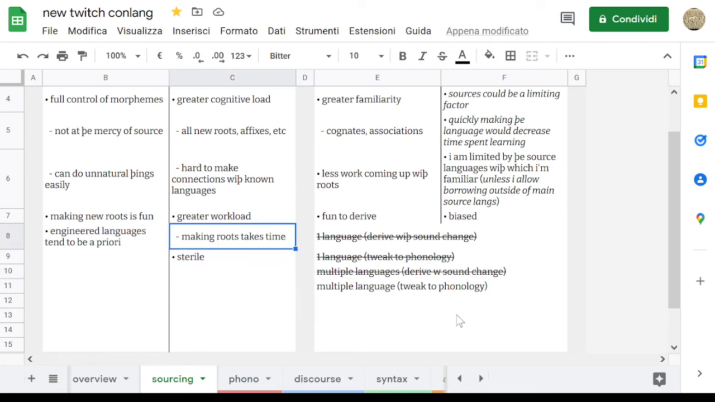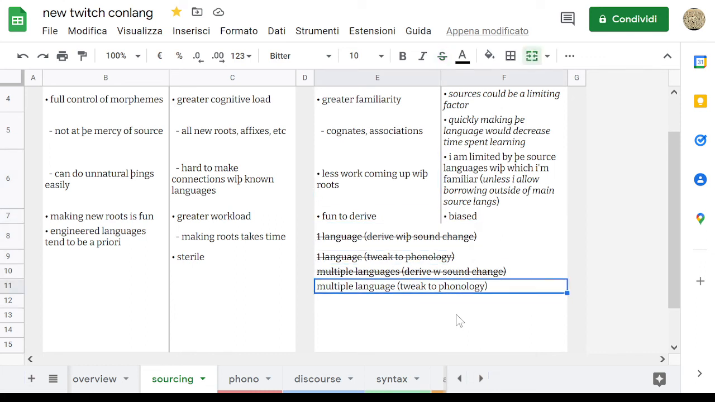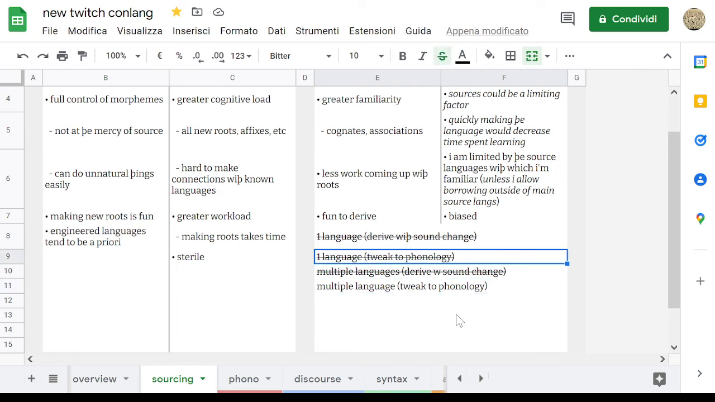Or there might be some, if I have any a priori situations where none of my source languages are cutting it, and there's no word in a different language I could borrow it from, I might just need to make up a root. So that's a possibility: multiple languages tweaked to phonology, as if I'm borrowing from multiple. And I'm trying to think if there are any options that I'm forgetting. I guess hybrid approaches between these.